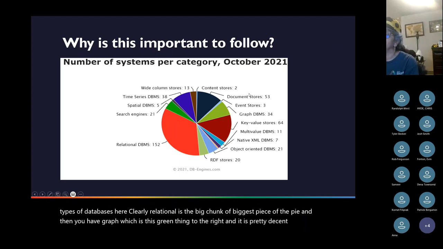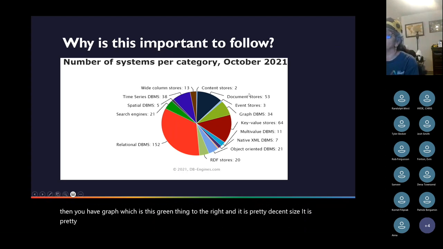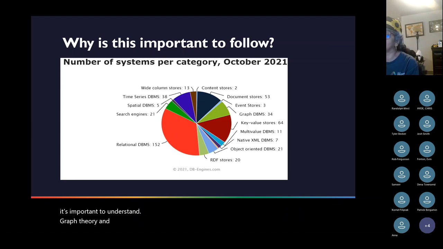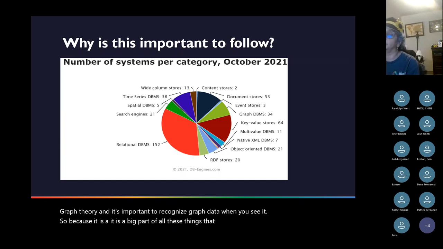It is pretty big. So we know if you're in today's world, you need to know more than just relational if you want to call yourself a database person. And graph is a big part of that. This is why I said it's important to understand graph theory, and it's important to recognize graph data when you see it. Because it is a big part of all these things that are getting to be popular, and finding the right fit for the right kind of data.